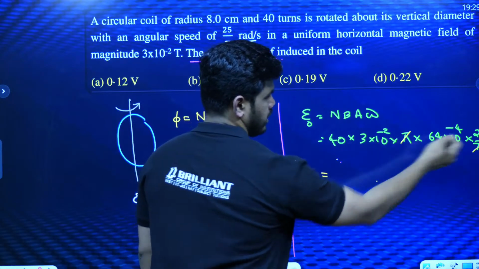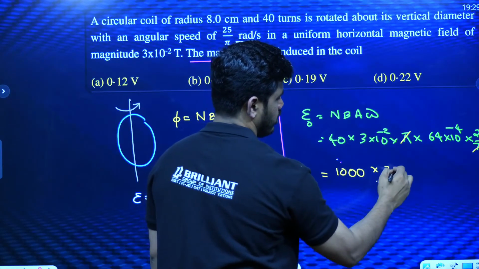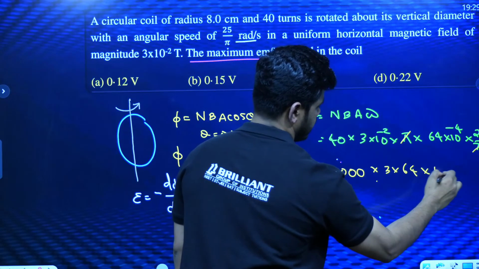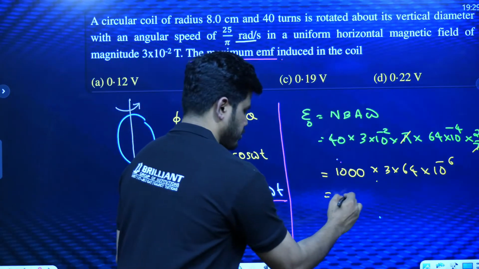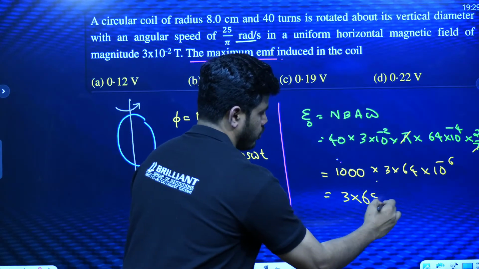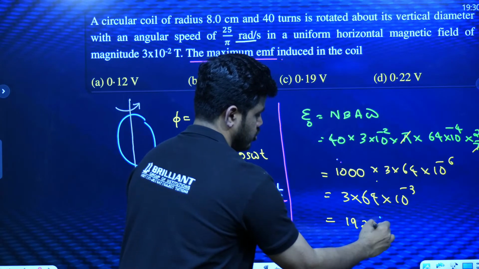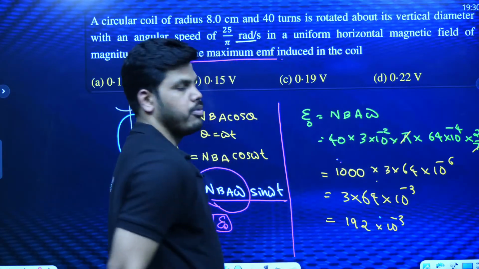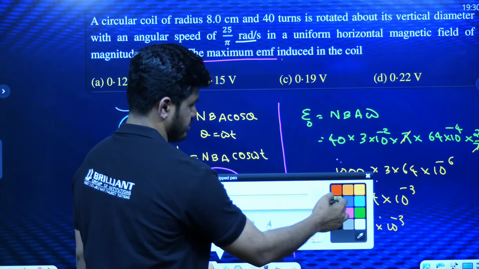And we have 40 into 25 is going to be 1000. 1000 into 3 into 64 into 10 raised to minus 6. So we get 3 into 64. So it is simple. 3 into 64 into 10 raised to minus 3, and that is going to be 192 into 10 raised to minus 3. 0.192 is the correct answer. 0.192 is one of our options, that is option C.